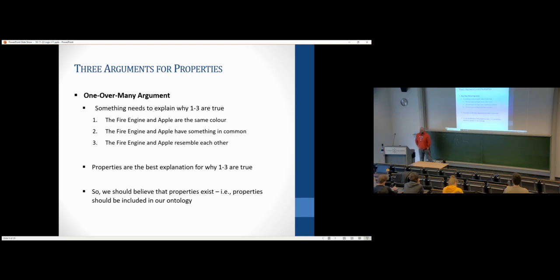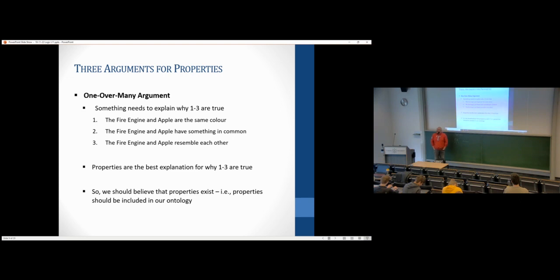So, conclusion. You should believe that properties exist. Properties should be included in our ontology because they help you explain, in fact, they're the best explanation for why claims like 1, 2, and 3 are true. So the structure of this argument is an abductive argument. If you remember that distinction that we talked about way back, it's an inference to the best explanation. Believe in properties because they are the best explainer for why sentences like 1, 2, and 3 are true. And you need to explain why 1, 2, and 3 are true.